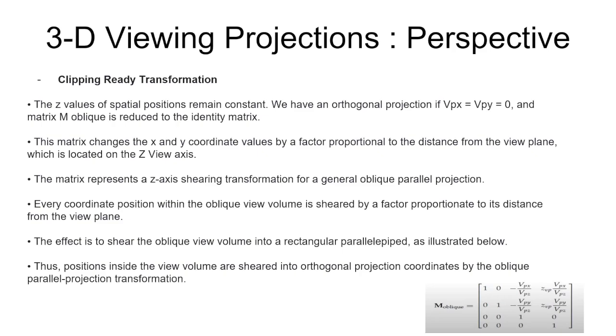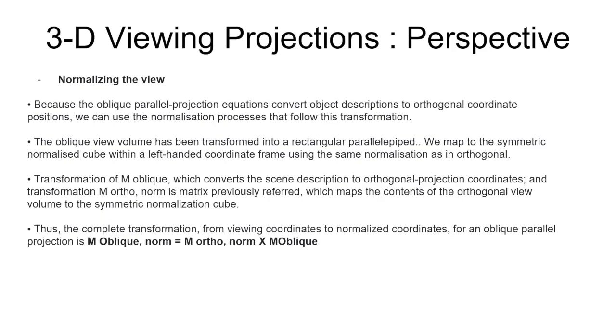This effect converts the oblique view volume into a rectangular parallelepiped, as illustrated below. Thus, positions inside this view volume are sheared into orthogonal projection coordinates by the oblique parallel projection transformation. The formula is given by the image on the right side, where all the elements along the diagonal are 1 and all the elements below the diagonal are 0, and the other entries are negative VPX over VPZ and negative VPY over VPZ. We also need to normalize the view before proceeding with the clipping.